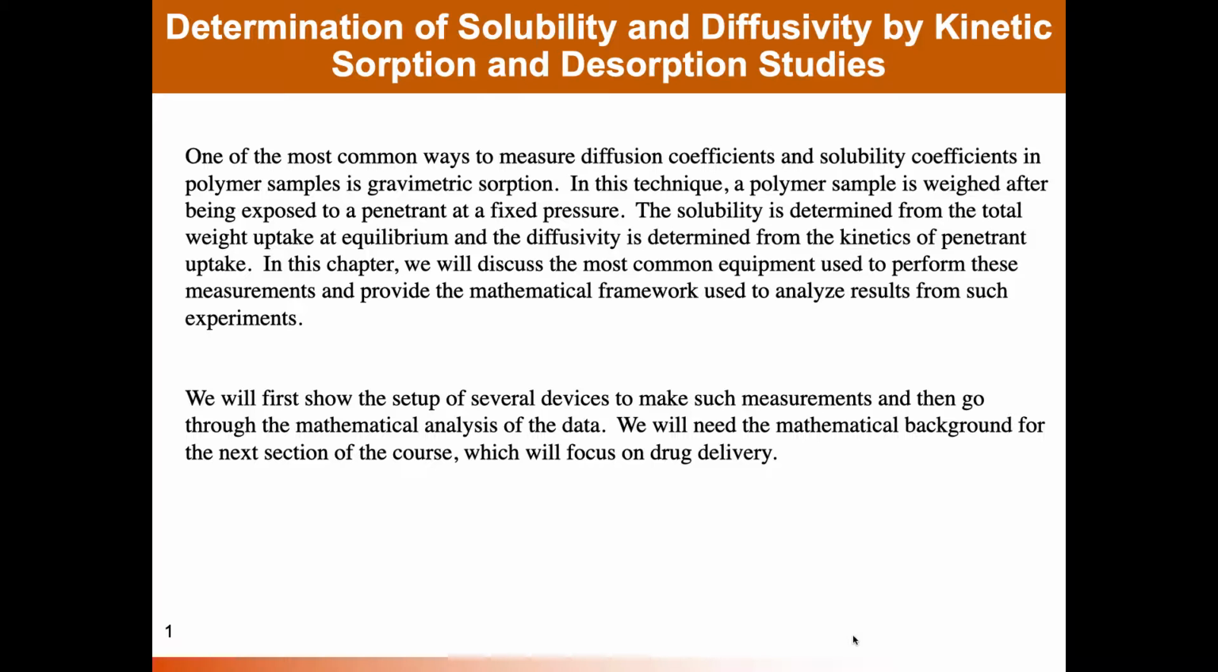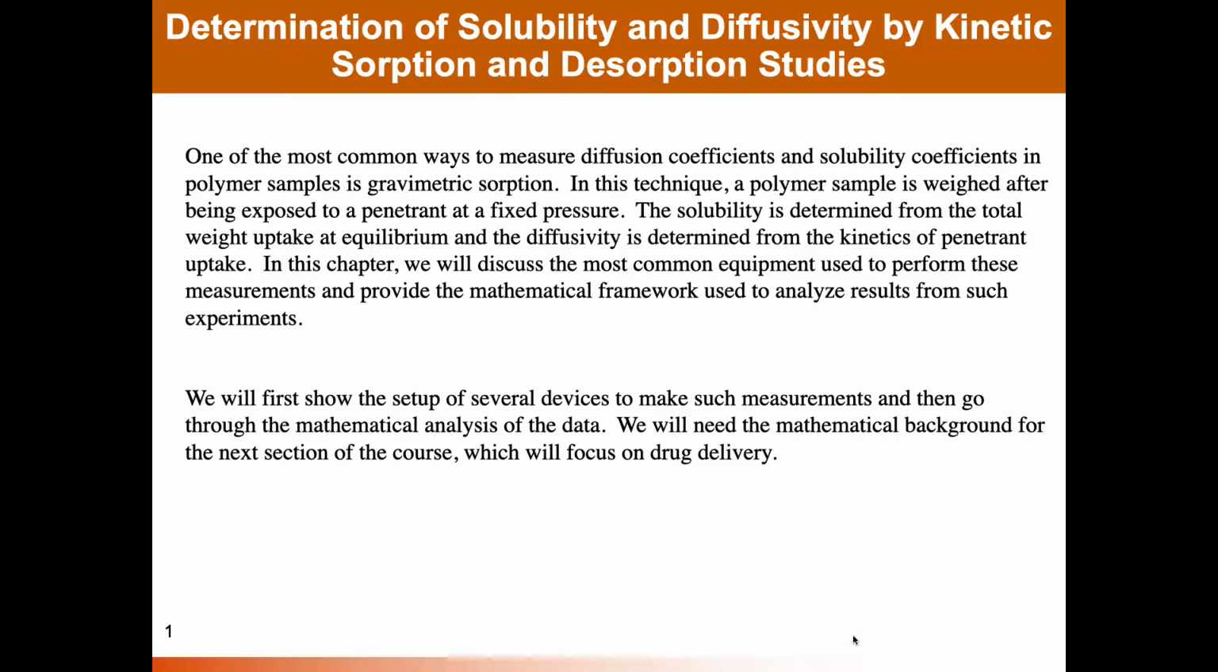And before we start doing that, I'll finish up with some more fundamental information that's going to be useful for the homework, but also for the discussion of controlled drug delivery. And I'll start it by discussing it in the context of experimental measurements to determine solubility and diffusion coefficients.